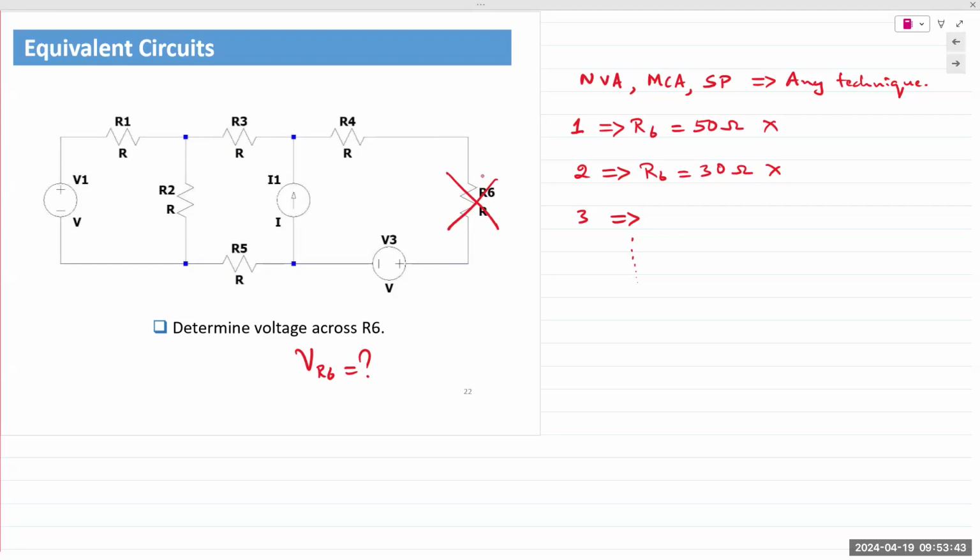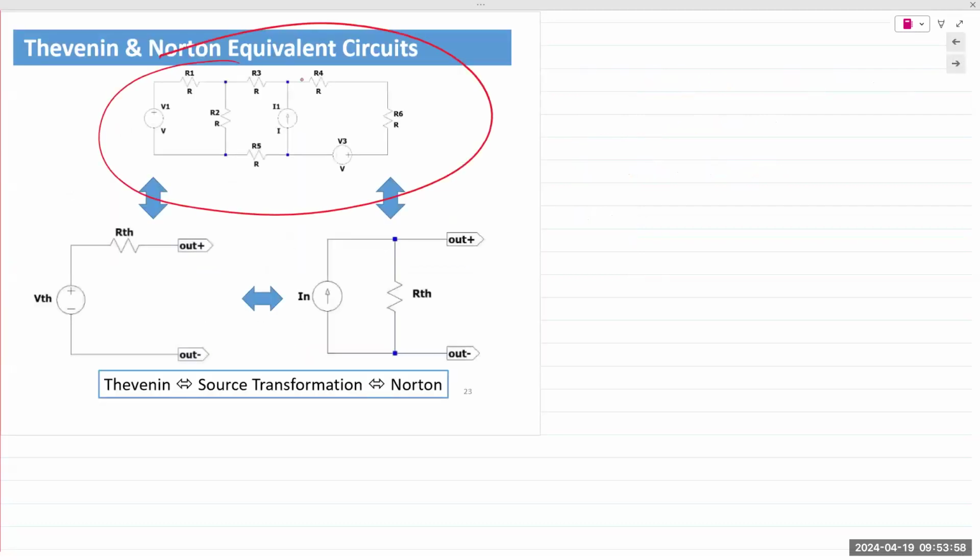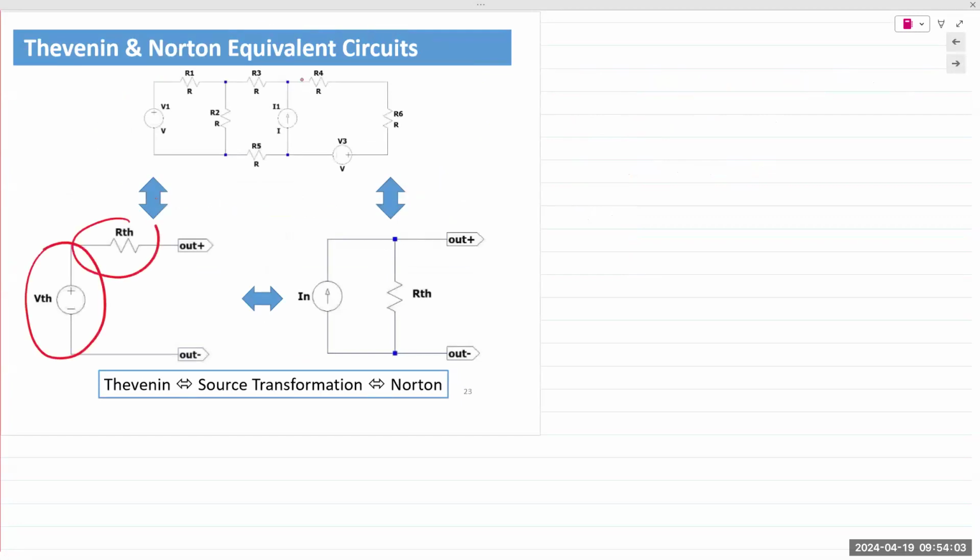That is a linear circuit that comprises multiple sources, multiple resistors. You can represent it by a single voltage source in series with a resistor. So you could take that large circuit and represent it as a single voltage source in series with a resistor between the terminals where R6 was connected. So again, R6 is not part of the analysis.